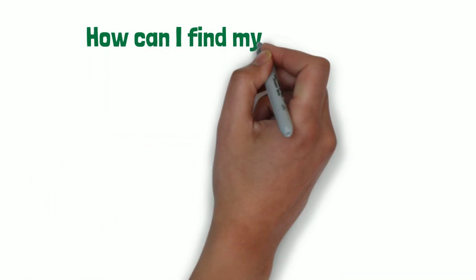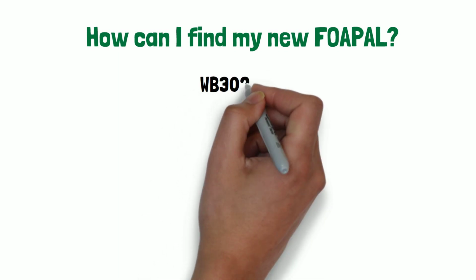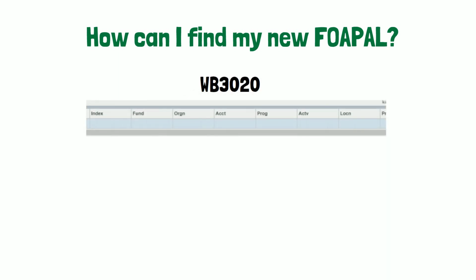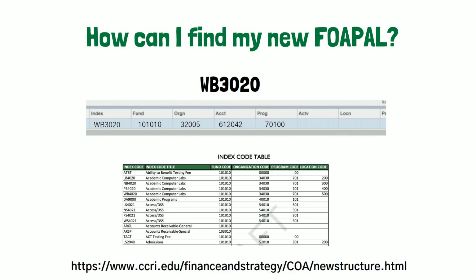To ease the transition for users, an index code has been generated for each of the old FOPLs. An index code is an alphanumeric value that, when inserted into the index code field, will automatically populate with the new FOPL. For most users, the index code will be their old org code. To verify this, you can search the index code master list found on the New Structure page on the Chart of Accounts Initiative site.